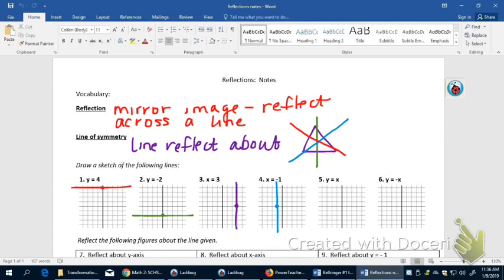Y equals x is one of the diagonal lines. Remember, y equals mx plus b? And b is 0 right here. So that means it's going to go through 0 because there's not a y-intercept. And the slope is 1 because there's just an understood 1 in front of that x. So that means we're going up 1 and over 1. Okay? So here's how we're going to draw that line. It starts at 0. You go up 1 and over 1. And so that's the line that's y equals x. It's directly through the middle of those two quadrants.